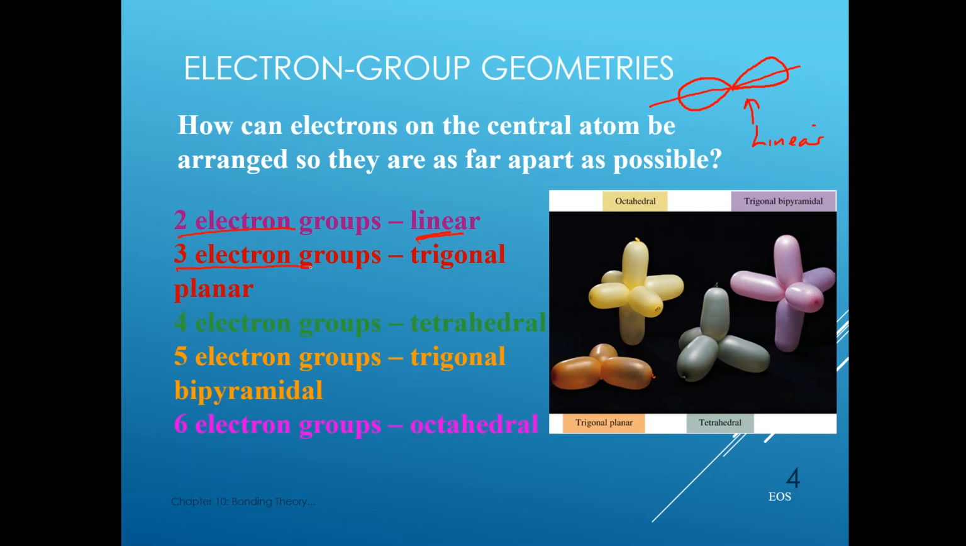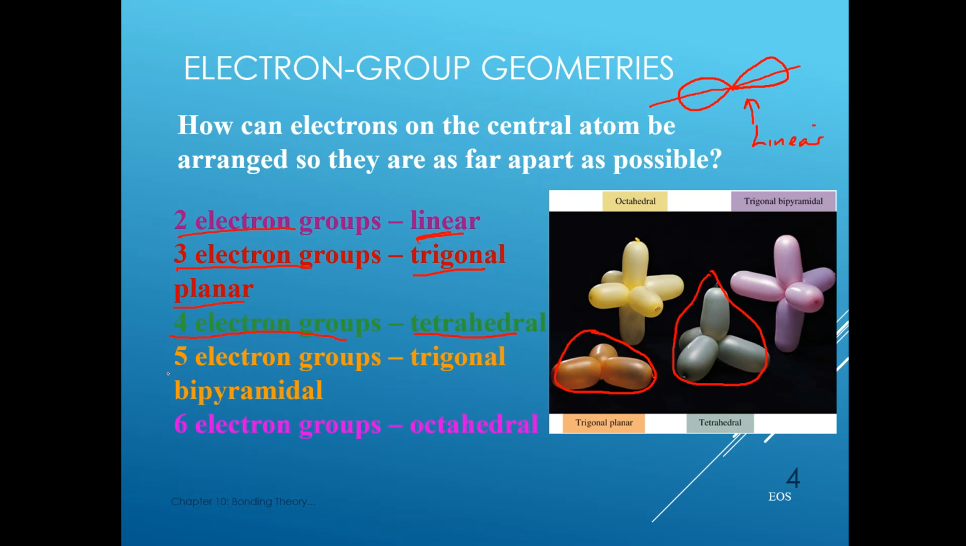For three electron groups, the geometry would be trigonal planar, which is represented by this arrangement right here. All right. In the case of four electron groups, the geometry will be tetrahedral, as you can see right here.